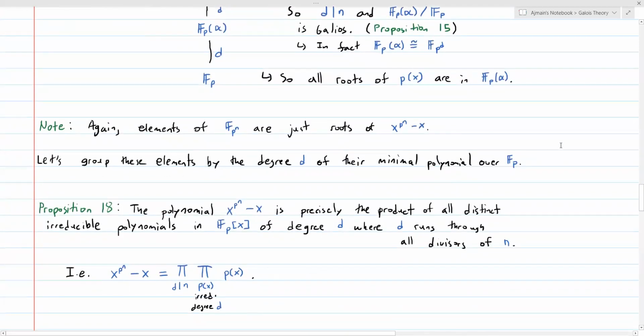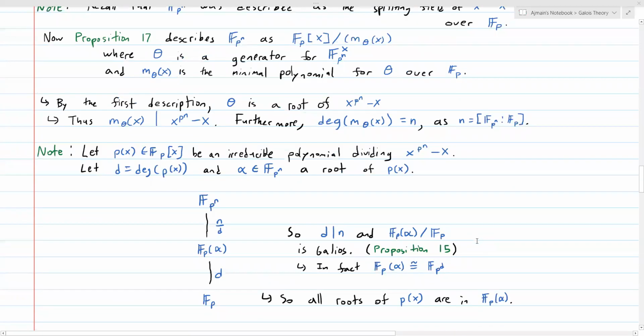Now, does this mean p of x is separable, since f sub p of alpha is the splitting field of p of x and it is a Galois extension? Yeah. And if you take a separable polynomial, logically it means that any factor of this separable polynomial has to be separable as well. Because what are the roots of that factor? Well, they're just roots of this guy. And all of the roots of this guy are distinct, right?